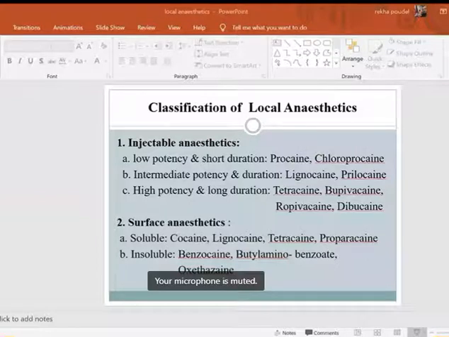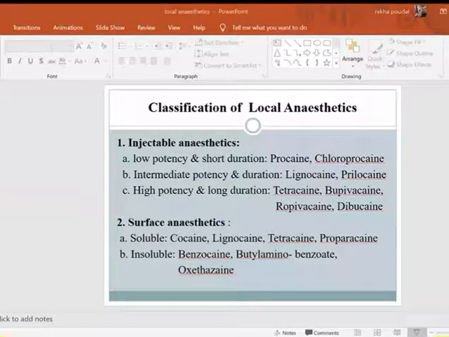In local anesthetics, the most common drug which we use in clinical practice is lignocaine. It is the most common form, and after that we commonly use bupivacaine in clinical practice, and other drugs are not that commonly used.